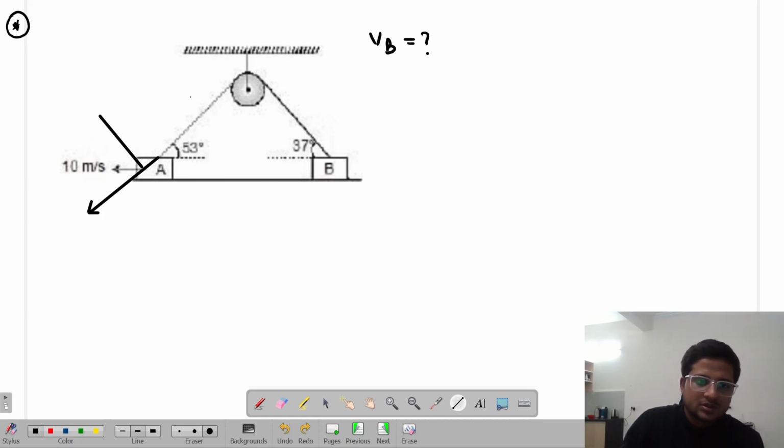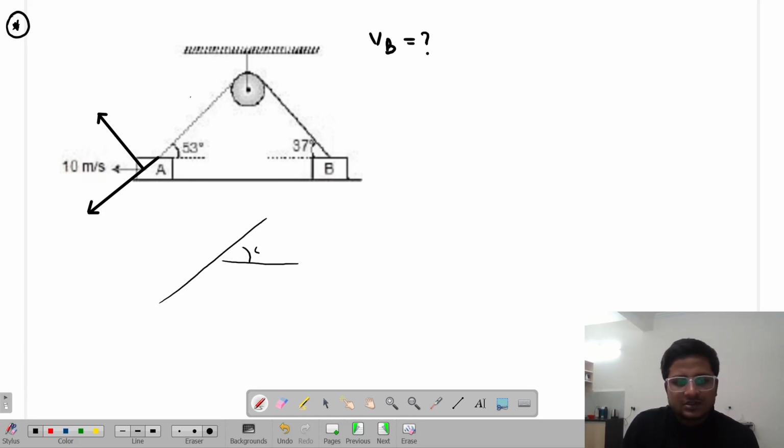One minute, let me just draw this. Okay, look carefully. If this is 53, it means it is like this way. This is 53 and that is 10. So this angle also should be how much? Is that clear? Yeah, so basically this angle is also 53.